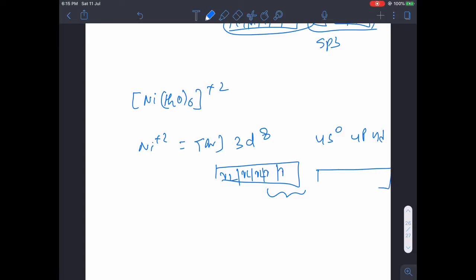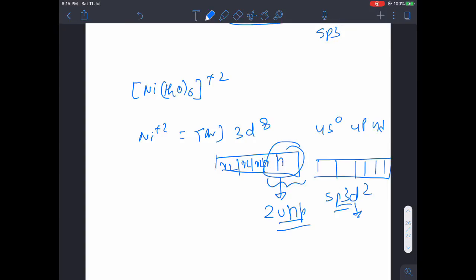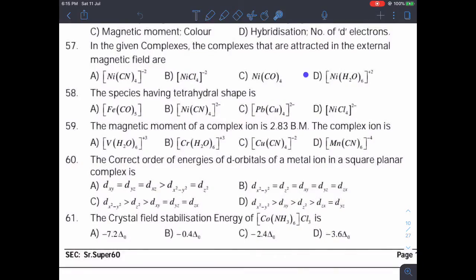So it will utilize the remaining set of orbitals such that we get sp3d2. So it will be an outer orbital complex. At the same time it will have two unpaired electrons, so it will be paramagnetic. So the correct answer for this one will be paramagnetic, this as well as nickel chloride, this one and this one, both will be correct for this.